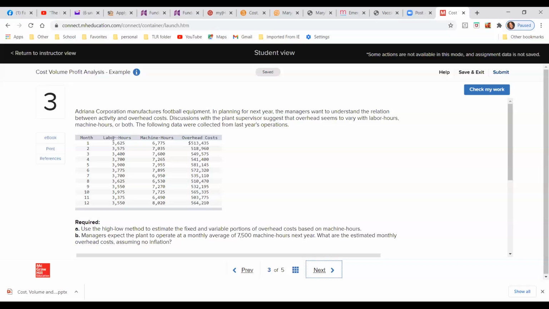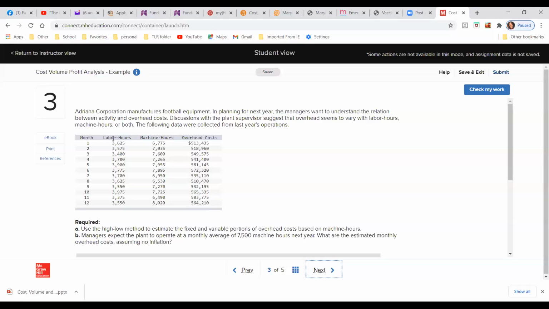The following data is calculated from last year's operations. Use the high-low method to estimate the fixed and variable cost portions of overhead based on machine hours. Then managers expect the plant to operate at a monthly average of 7,500 hours each year, next year. Estimate the monthly overhead costs assuming no inflation.